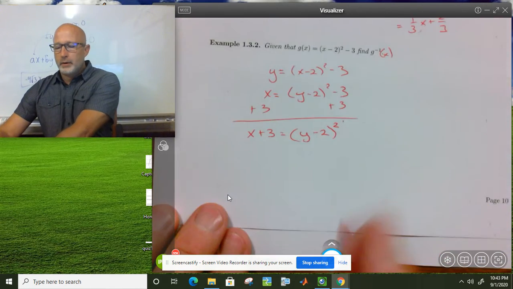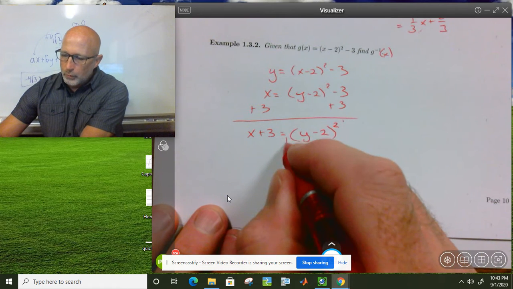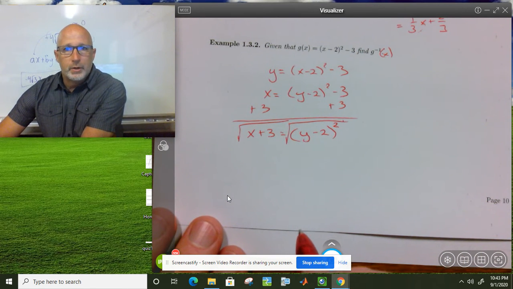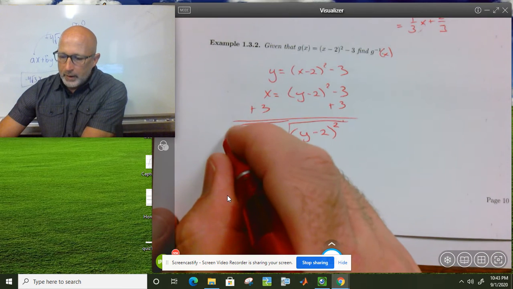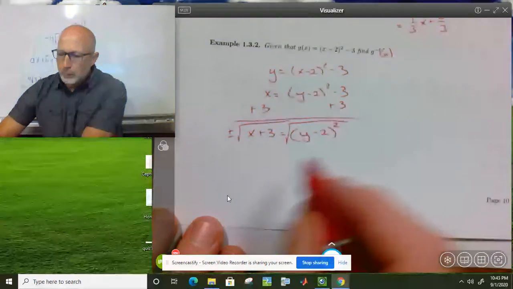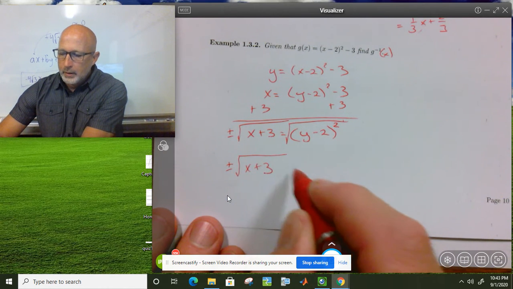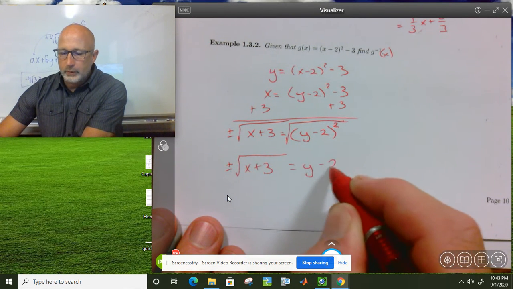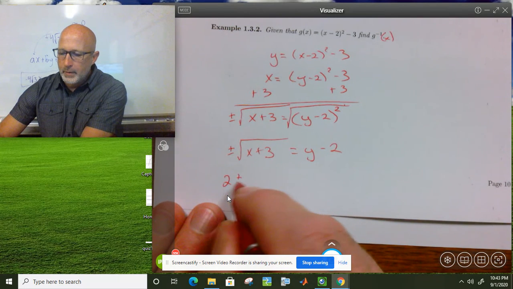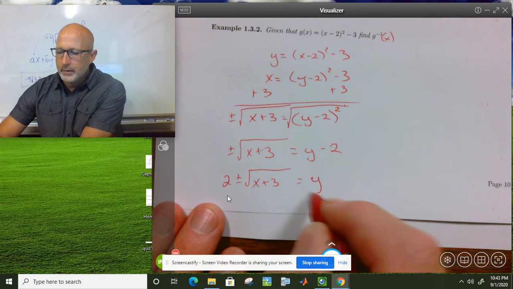Now I need to get rid of the squared. So I don't know if you remember how to do this, but what you do is you take the square root of both sides. Now, you have to be careful because when you take the square root, you must have a plus or minus in front of it. So when I do this, I get plus or minus the square root of x plus 3 is equal to y minus 2. I add the 2 to the other side, so 2 plus or minus the square root of x plus 3 is equal to y.